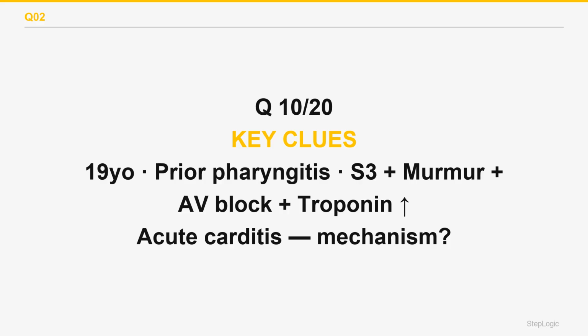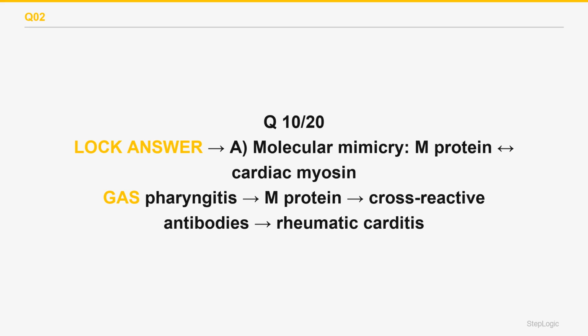Streptococcal M protein antigens share structural homology with cardiac myosin and other sarcomeric proteins. The immune response against the streptococcal antigens cross-reacts with cardiac tissue, causing valvular damage, mitral regurgitation, holosystolic murmur at the apex, conduction abnormalities, AV block, and myocardial inflammation. This is the Aschoff body, the pathologic hallmark of rheumatic carditis.